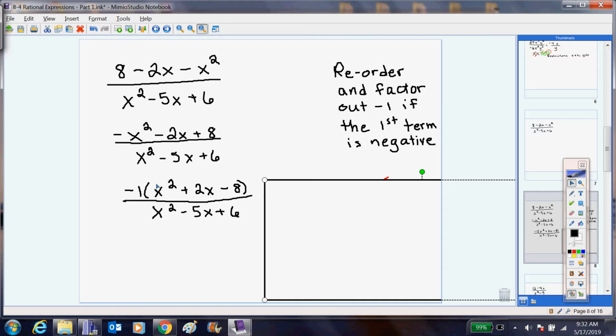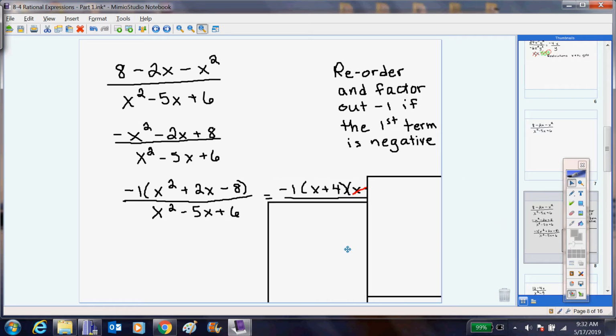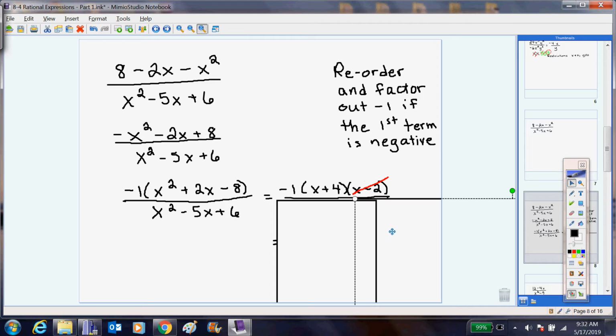So let's see, when you factor x squared plus 2x minus 8, what numbers multiply to give you -8 and when you add them, you get 2? What is it? 4 and -2, okay. So 4 and -2 for that part. Put this here. Oops, here we go. -1 times x plus 4, x minus 2. It's not crossed out yet, but it's going to end up being.